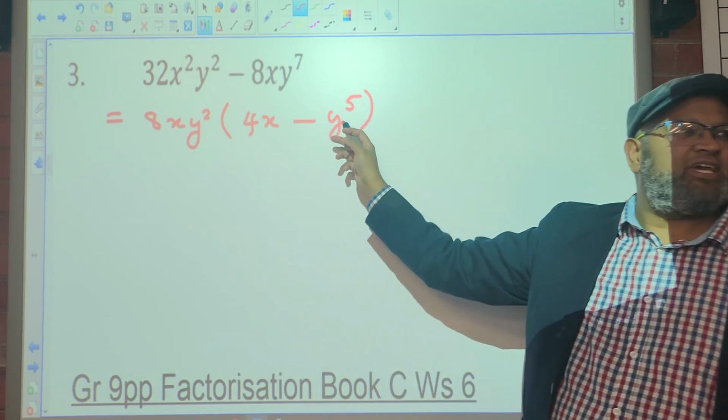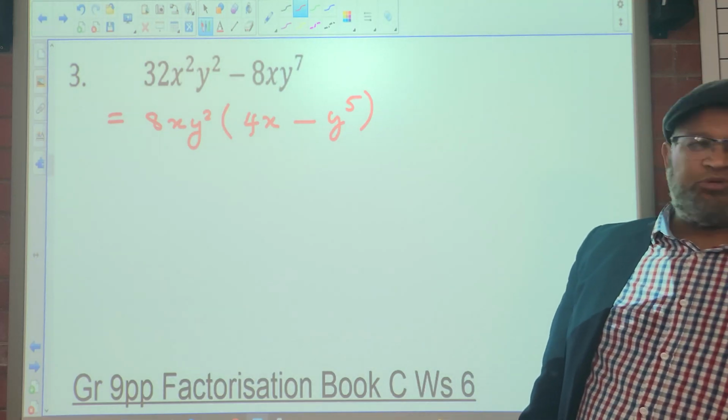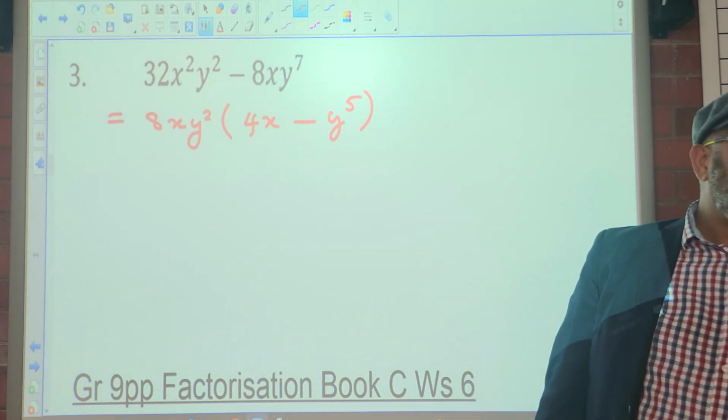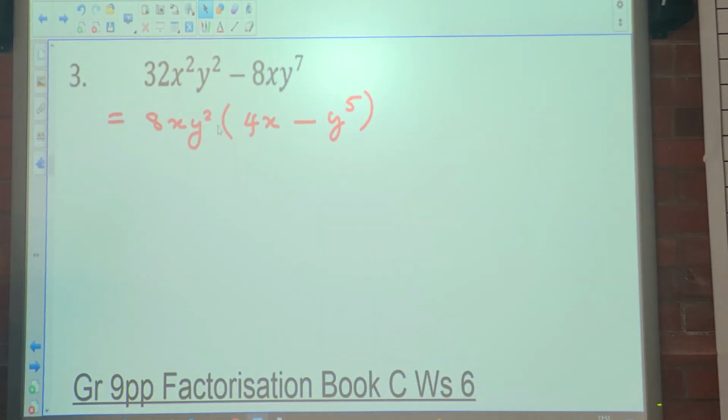Can I do anything here? Is there any difference of two squares here? No. So do we go any further? No, we leave it like that. Any confusion there?